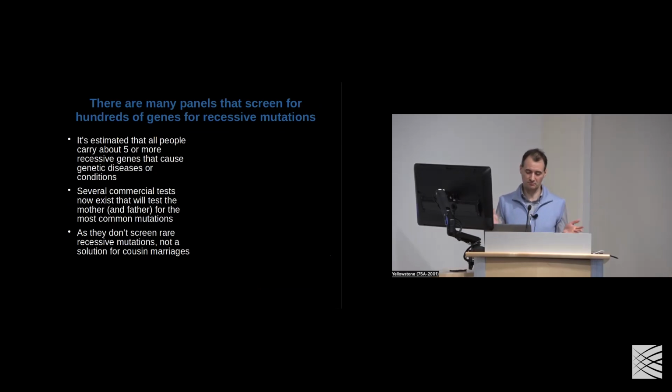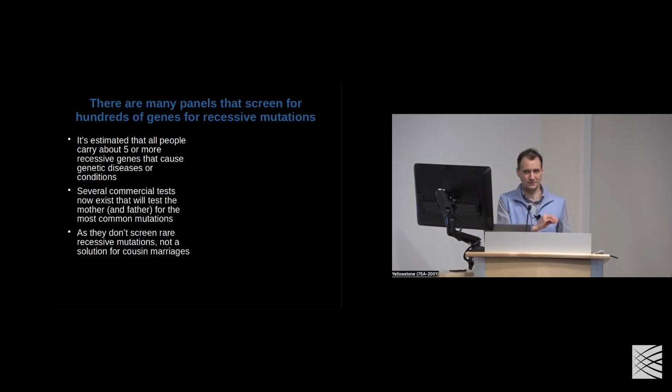It's estimated, you might have read, that each one of us has something like 5 recessive genes that can cause a genetic disorder. Commercial tests now exist that will scan hundreds of genes. Actually, ACOG only recommends 5, but because it's possible, you can scan for more, and it's not very expensive.